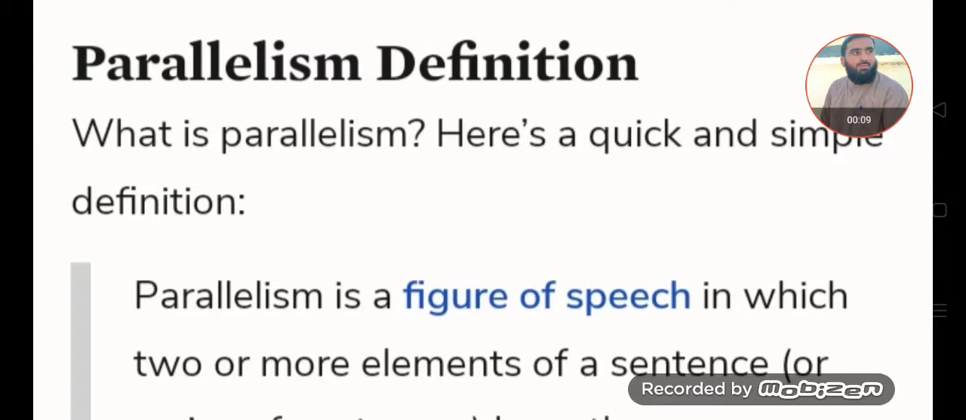We are studying in today's lecture another device of foregrounding, that is parallelism. Dear students, we have discussed what foregrounding is and what the devices of foregrounding are. These devices are deviation and parallelism. We have discussed deviation, and in today's lecture we are studying parallelism.